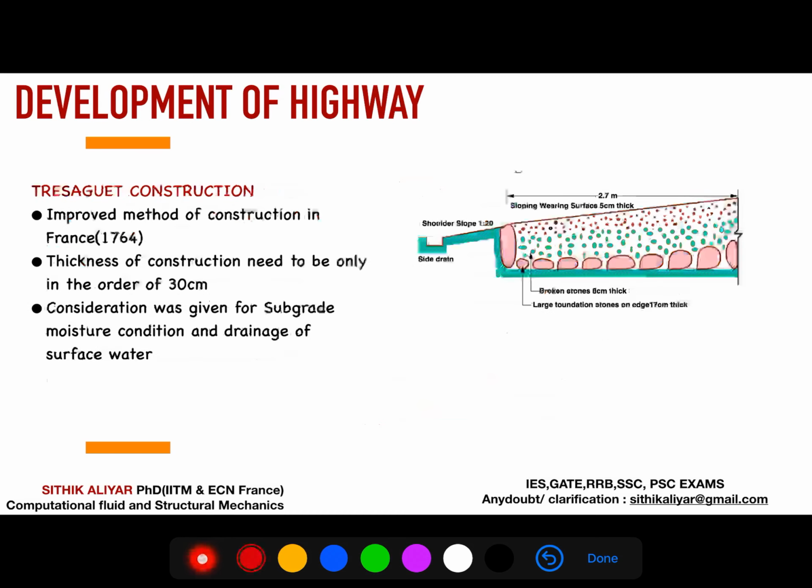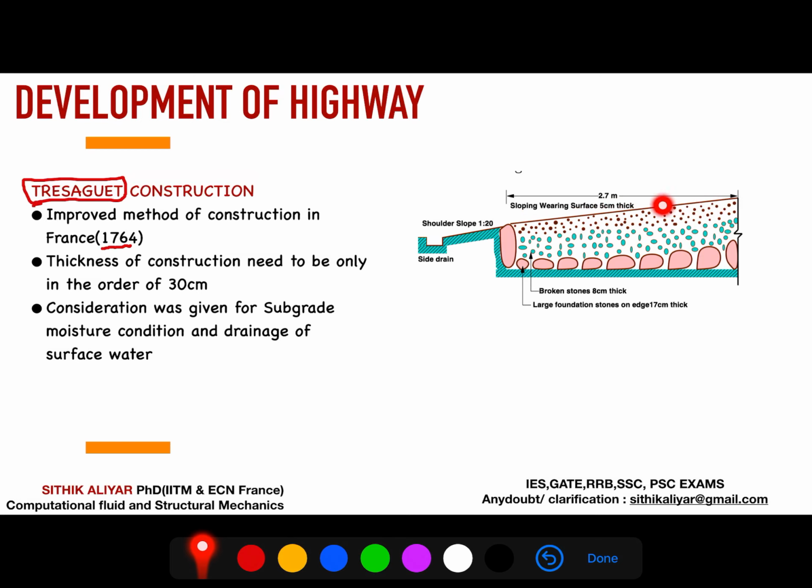Next, the very famous thing happened approximately 2000 years after the Roman roads were recorded. Trésaguet, a French engineer, made a small revolution. You can see the difference in the figure. There was no heavy stone at the top, and they had some camber.